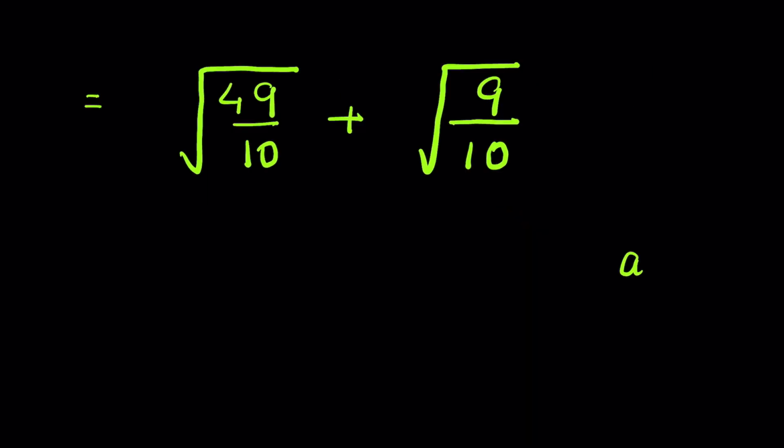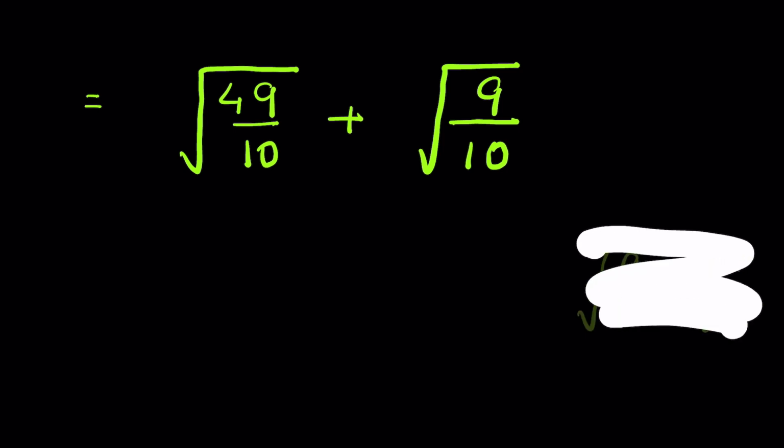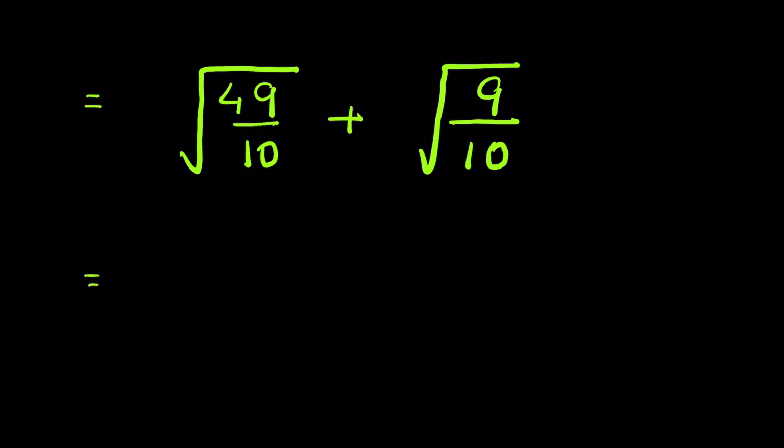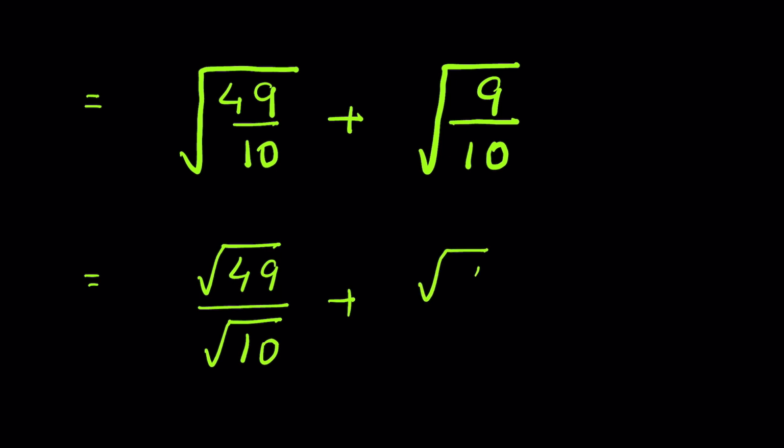Now when a upon b is under square root, we can write it as square root of a upon square root of b. So using this property, we can write here square root of 49 upon square root of 10 plus square root of 9 upon square root of 10.